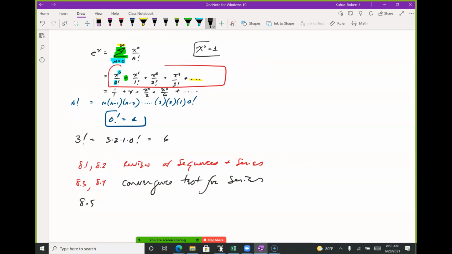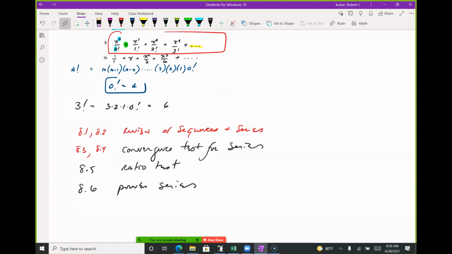8.5 is my ratio test, sorry. And then 8.6 is the power series. This might not be quite perfect, but it's the idea. Power series representation, and then 8.7 is Maclaurin series representation.